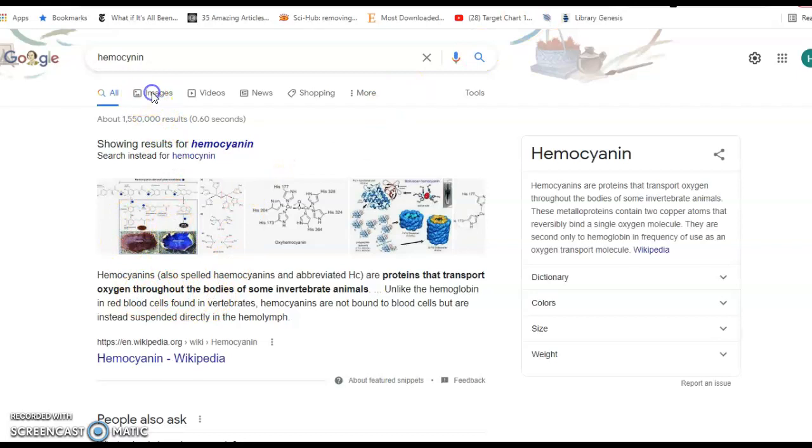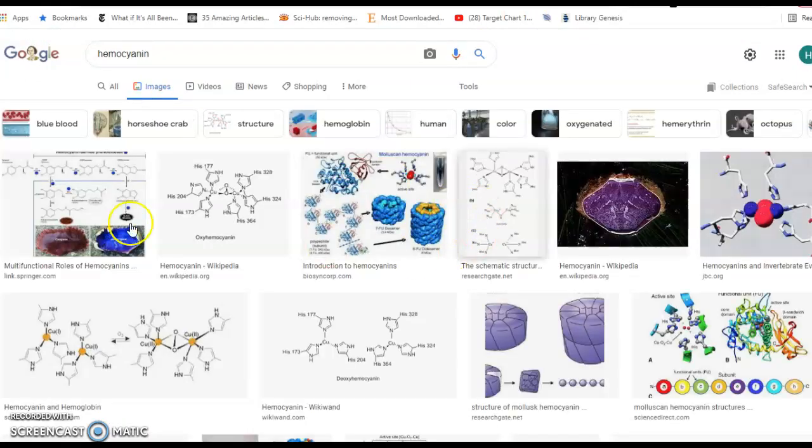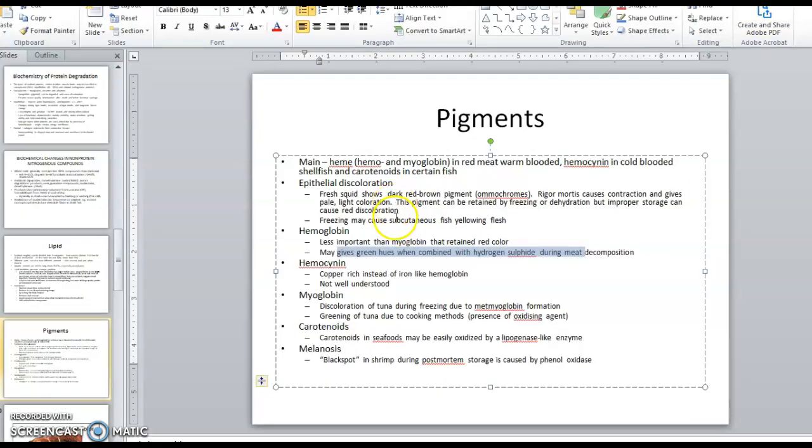Okay, you can see the color can be blue or green, I don't know, depending on the creatures or animal. Myoglobin, discoloration of tuna during freezing due to the formation of metmyoglobin. Greening of tuna can also occur due to the cooking methods because of the presence of oxidizing agent. Carotenoids in seafood may be easily oxidized by lipoxygenase-like enzyme. Black spot in shrimp during postmortem storage can be caused by phenol oxidase.